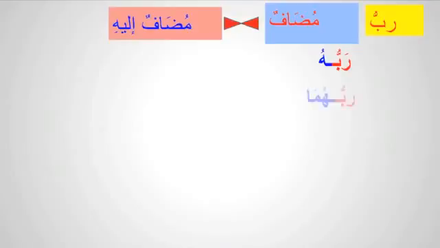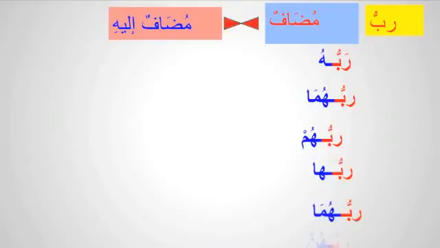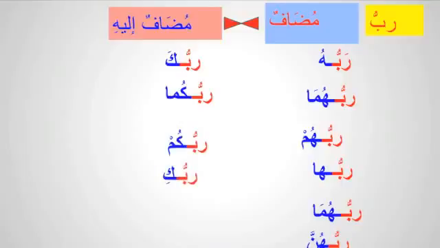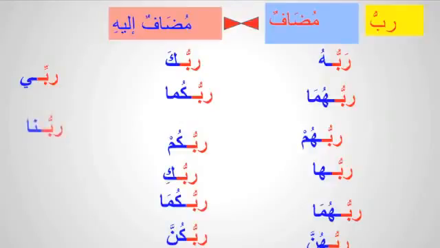Rabbu. So if you take Rabbu and we make a mudaf ilayhi, we get Rabbuhu, Rabbuhuma, Rabbuhum, their Lord; Rabbuha, her Lord; Rabbuhuma, their Lord, feminine; Rabbuhunna, all of the females' Lord; Rabbuka, your Lord; Rabbukuma, your both; Rabbukum; Rabbuki, feminine, your Lord; Rabbukuma; Rabbukunna; Rabbi, you make it long, Rabbi means my Lord; and Rabbuna is our Lord.